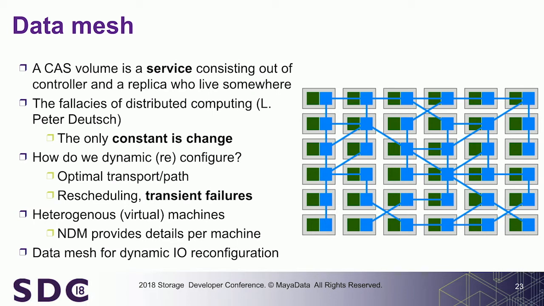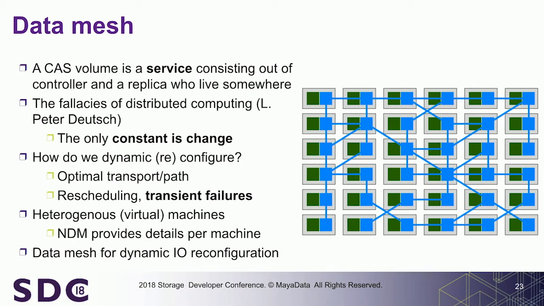So there's this list from Mr. Peter Deutsch, if I pronounce his name correctly, the fallacies of distributed computing. I basically condensed it to: the only constant is change. So what we need to do is dynamically reconfigure and find the optimal path between these microservices that process your storage I/O. So rescheduling is one thing. Kubernetes will, without a doubt, stop your controller and spin it up somewhere else. And so you need to handle these types of situations.